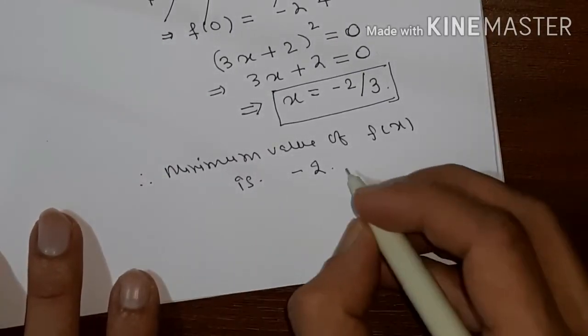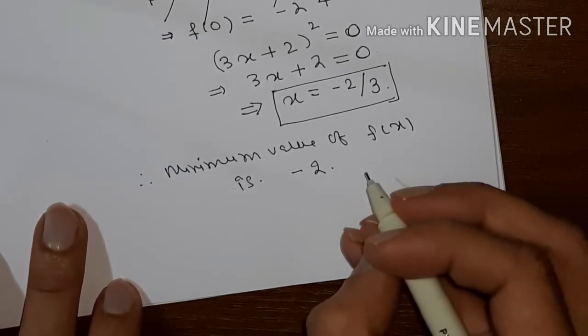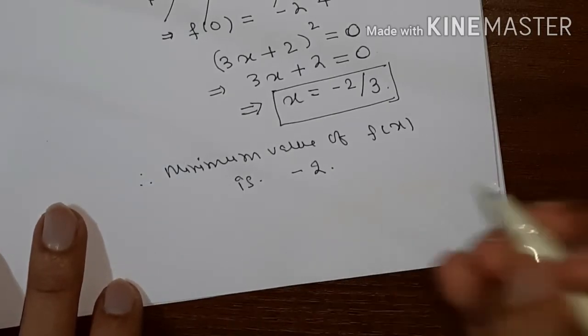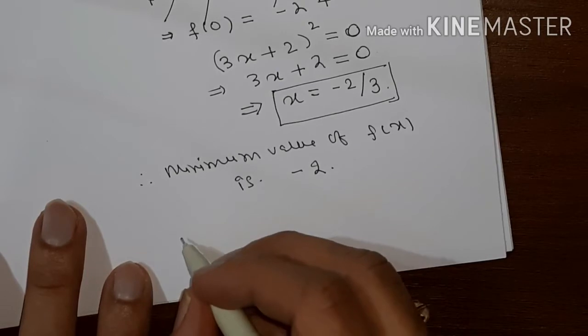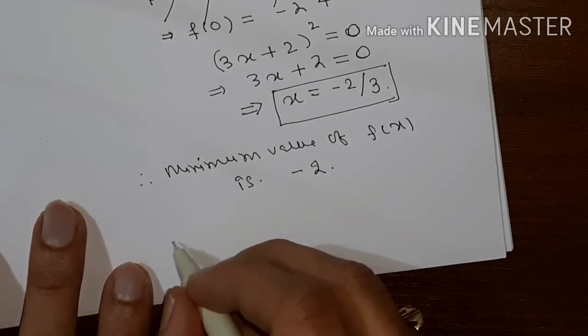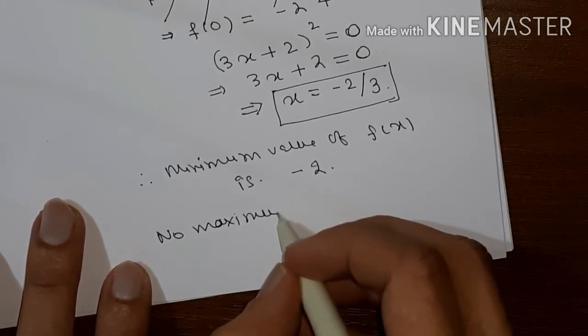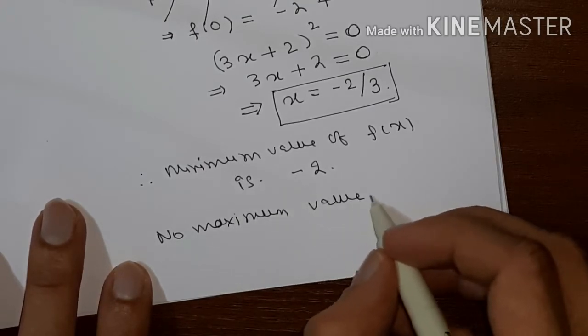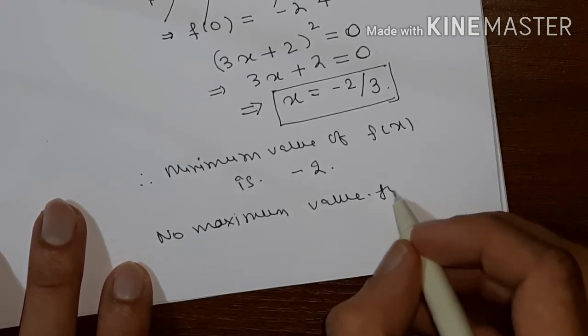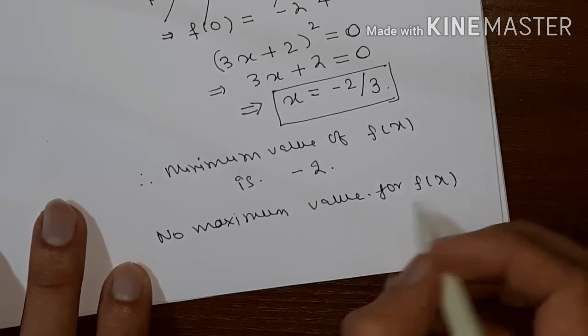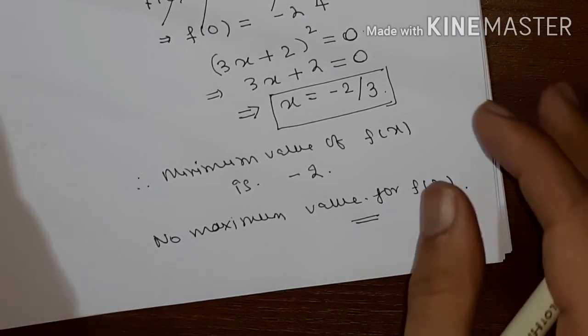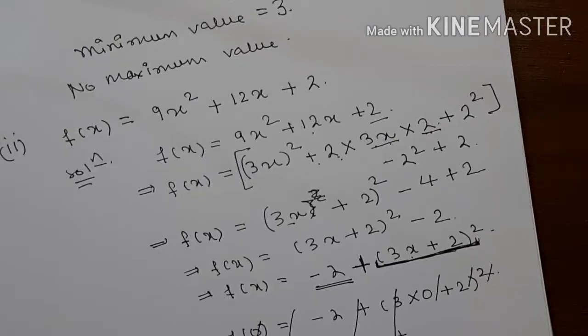Now suppose we have checked the maximum value. So what is the maximum value? This function doesn't have a maximum value, so no maximum value for f(x). So this is the answer.